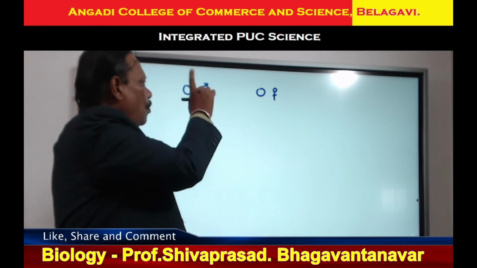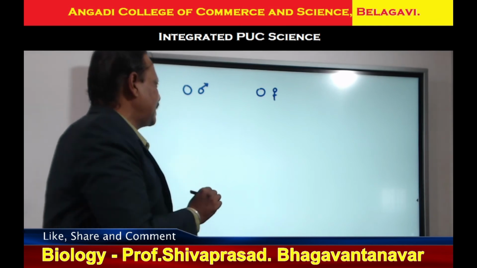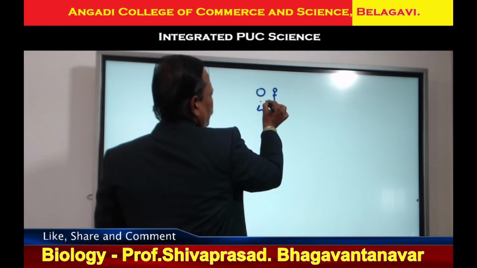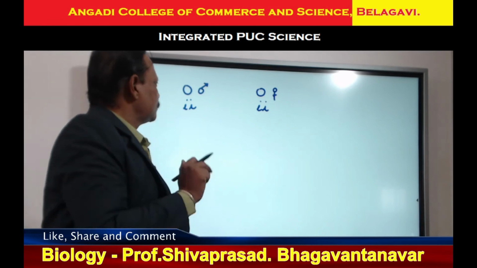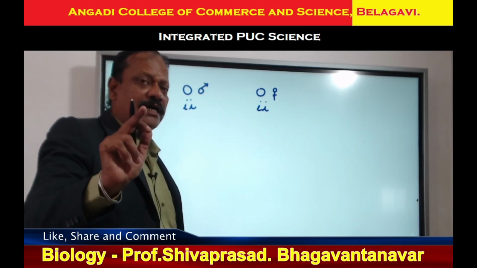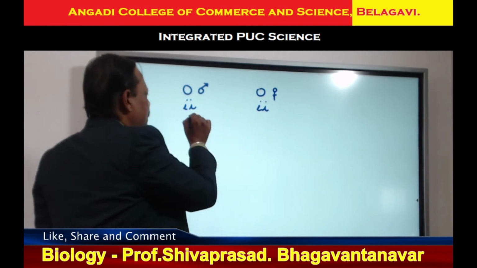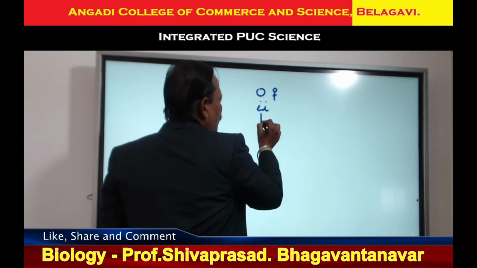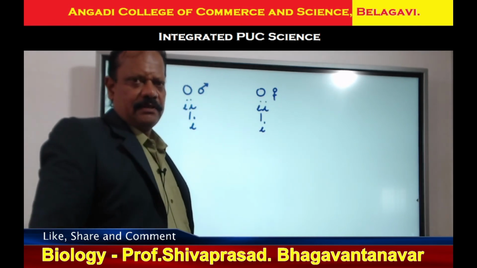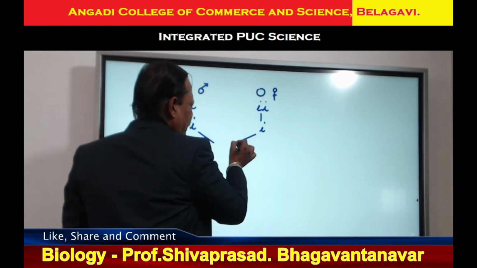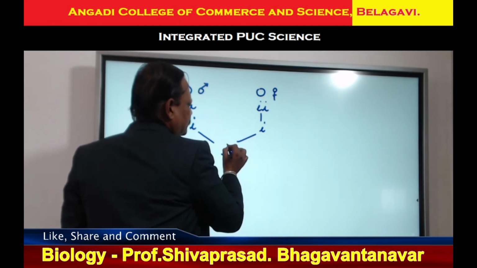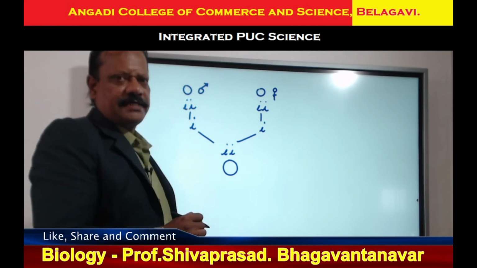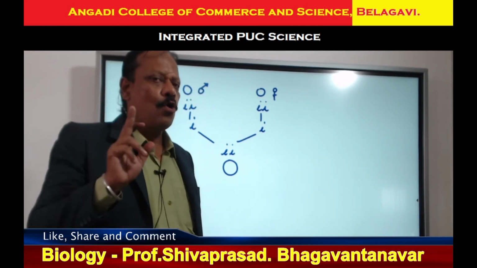So in the sense, O and O we are considering. O in the sense, small i and small i you are taking, because it is homozygous in nature. So as a result, it has to produce a gamete. As it is homozygous, it is producing only one gamete, small i. And here also, only one gamete is produced, small i. Then, in combination, it is small i and small i. So the possible blood group is only O. None other than O. Hope it is very clear.